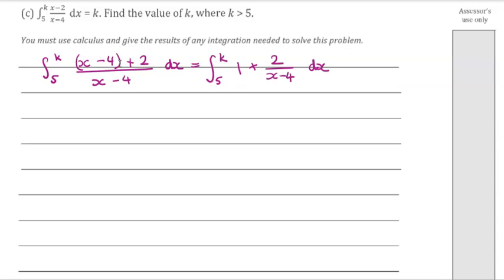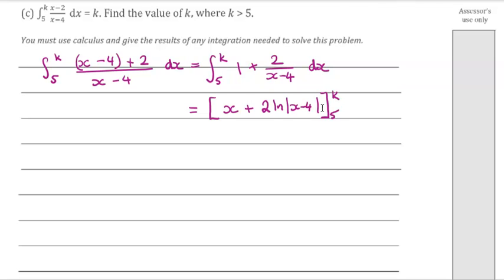Now the reason we do that is because we can then separate out this fraction into its two pieces. So this first piece here, x minus 4 over x minus 4 is 1, and plus 2 over x minus 4, that gives us this bit here. And both of those things we can integrate. So if we integrate 1, we get x. If we integrate 2 over x minus 4, that's 2 times 1 over x minus 4, and 1 over x minus 4 integrates to log of x minus 4.